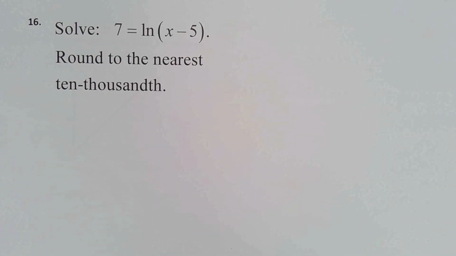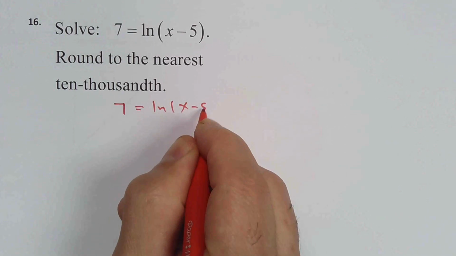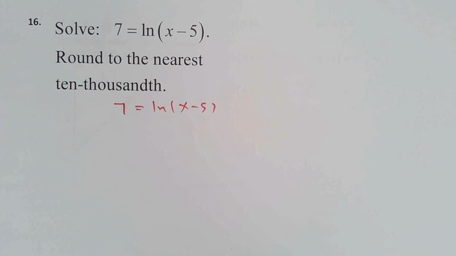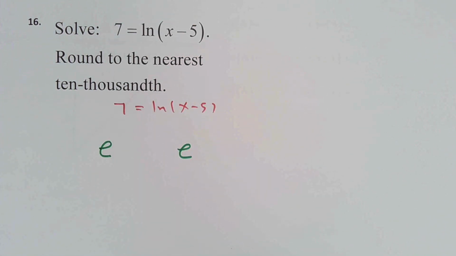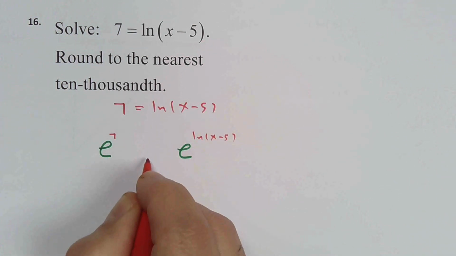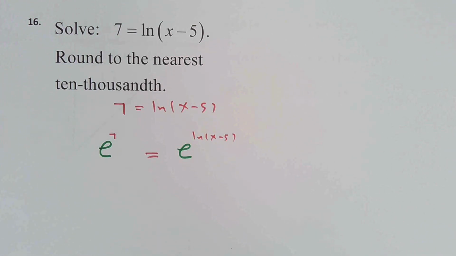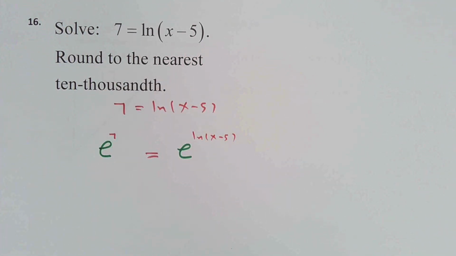Number 16. Solve 7 equals ln of x minus 5 and round to the nearest 10,000th. So I have 7 equals ln of x minus 5. The way to do it, we could raise both sides with the base e. This will cancel, or you could think about this as base e and e to the 7 equals, which is the same thing as we have.